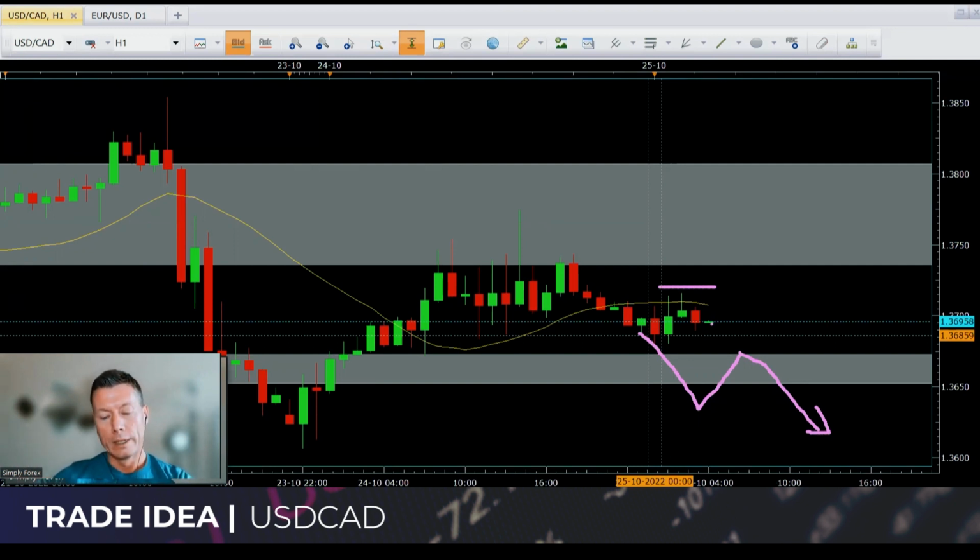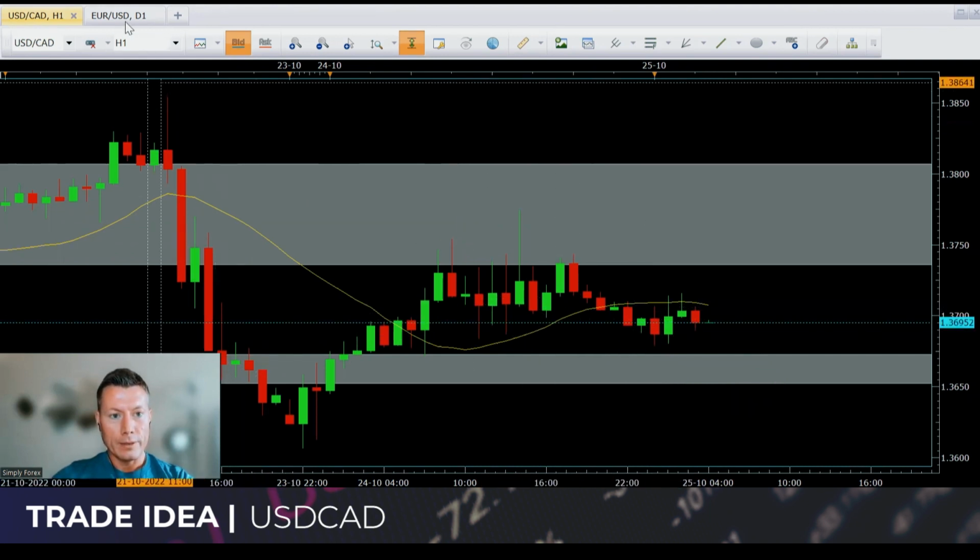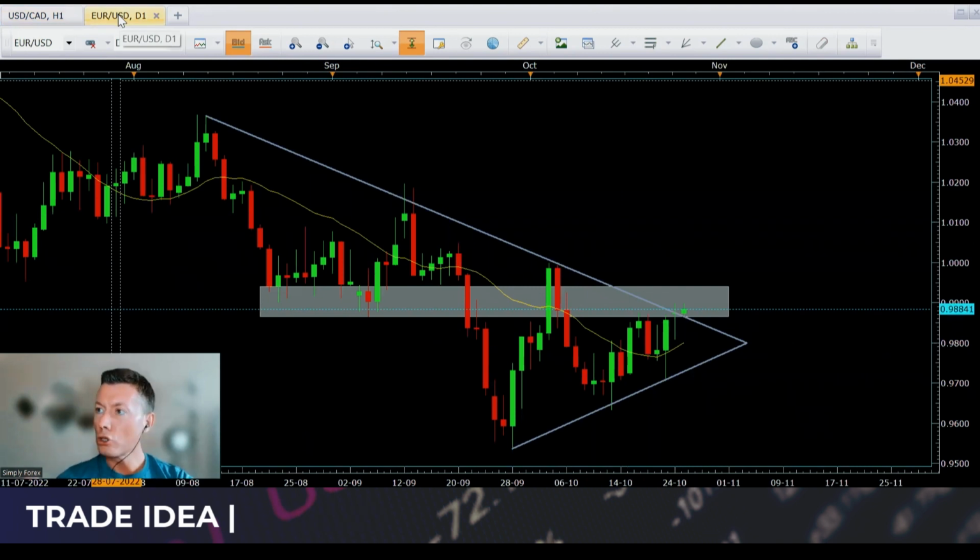All right. So these are the things I'm looking for on US dollar, Canadian dollar, but we're looking to short this pair. Okay, guys. So that's the first trade idea. The second one is this, but this is contradictory to the US dollar Canadian dollar.